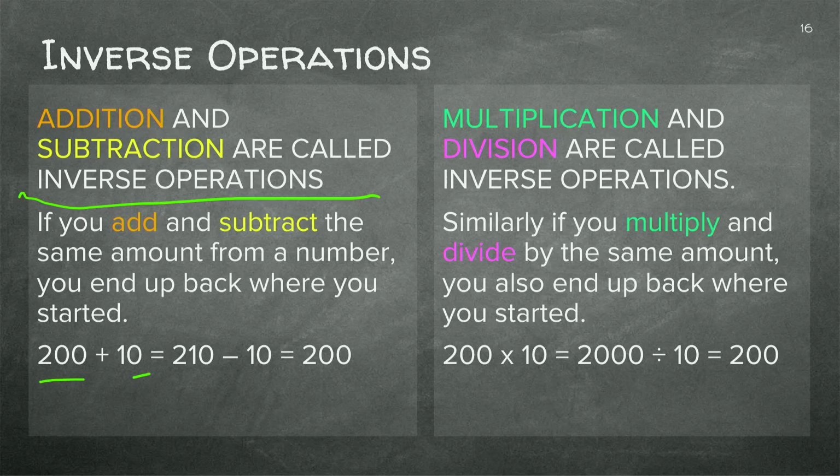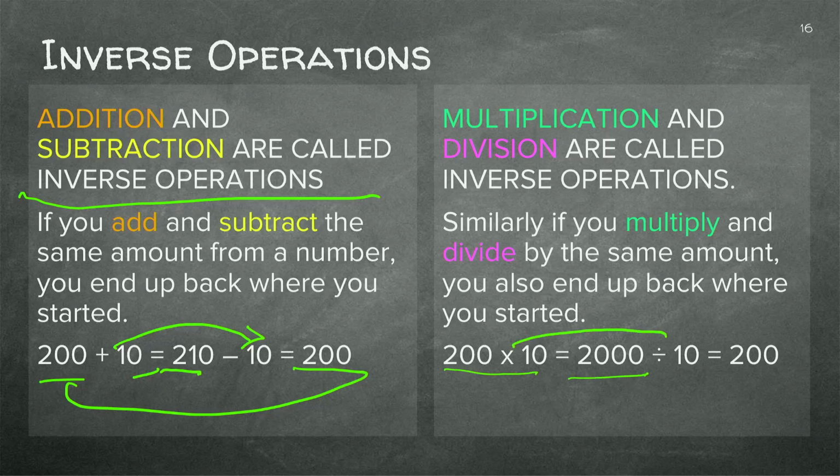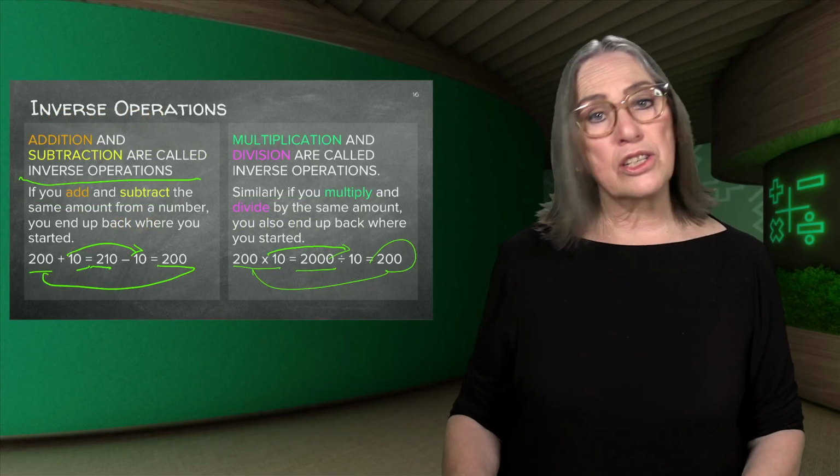If you add and subtract the same amount from a number, you end up back where you started. So if you say 200 plus 10 is 210, and now you minus the 10 again, you're back where you started. Your multiplication and division, the same thing. If you say 200 times 10 is 2,000, now you divide it again, you're back to 200. This is what's called the inverse operations.